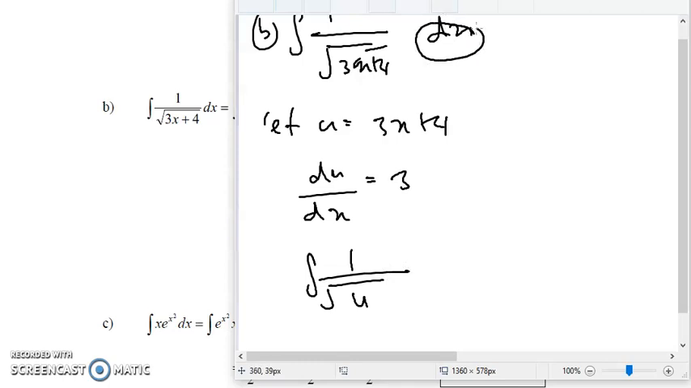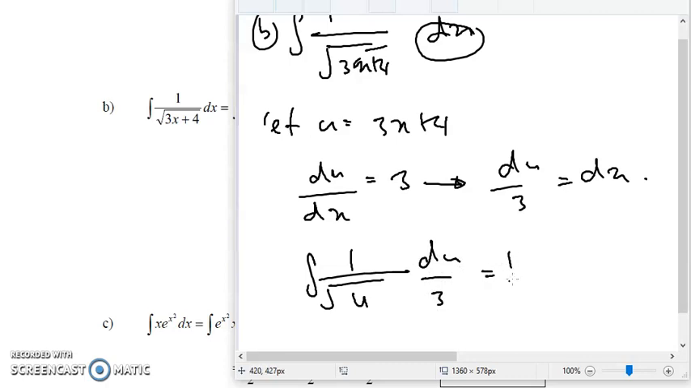And what is your dx? You can see it from here, so you can change it from here. You'll be having du over 3 is equal to dx, so you'll be having du over 3. So therefore, you can simplify here.